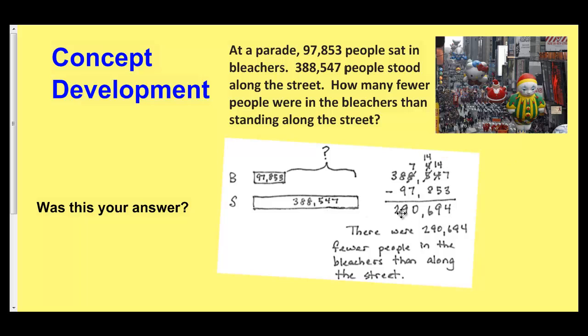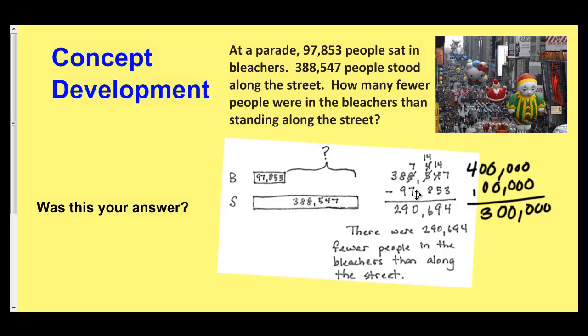where I decompose. The only thing this doesn't show is my estimate. You could have rounded to whatever you wanted to. I would have said 100,000 people were in the bleachers and about 400,000 on the street. So that would mean that there was about 300,000 fewer people in the bleachers. And since this is really close to my actual answer, I would say that my actual answer does make sense. And again, this is my statement.